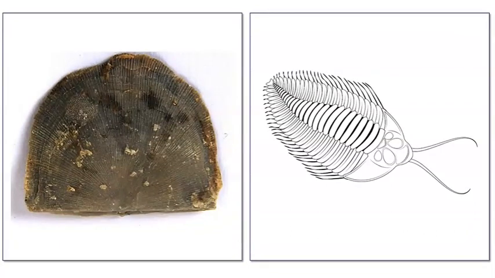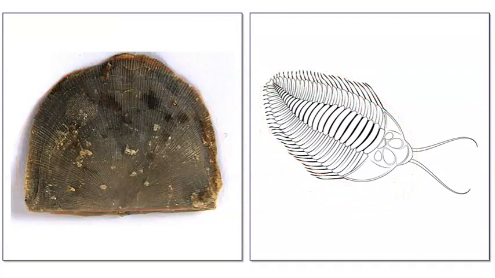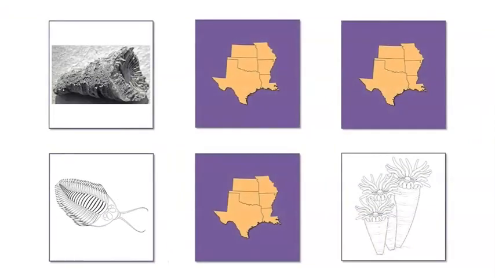I see that the fossil has some ridges, and so does the organism in the drawing. See here and here. But the fossil is a semicircle shape, like half a pizza, and the organism in the drawing is more of an oval. Wait a second, I think this drawing looks like the first fossil we saw. Where was that fossil again?